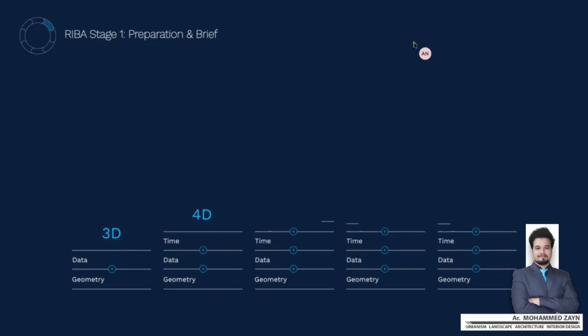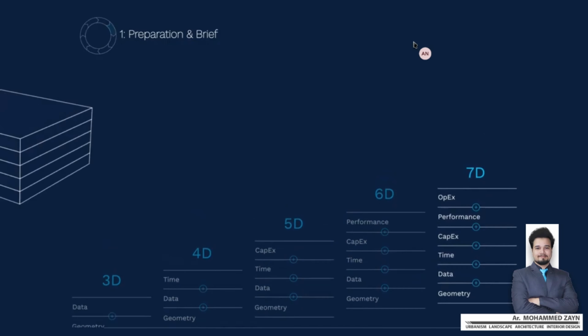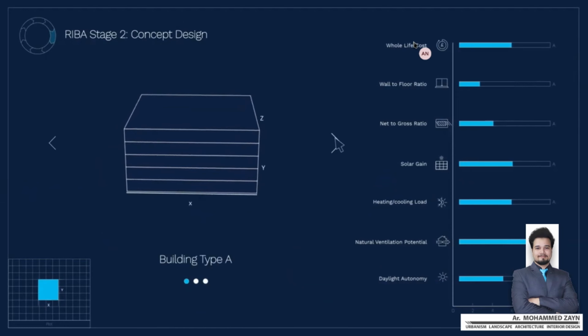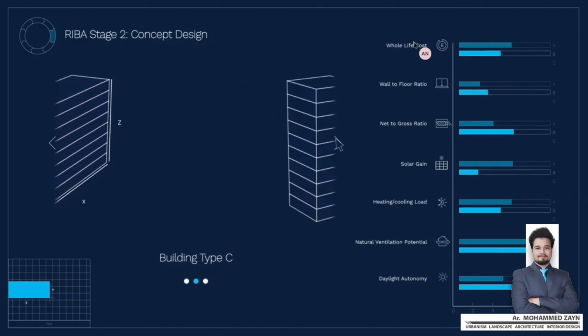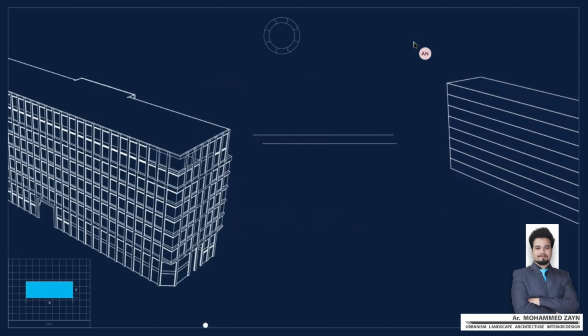So it's easier to integrate whole life cost estimation with building information modeling, or Revit, enabling more accurate prediction and measurement of a building's performance through its entire life cycle. This process is what we call 7D BIM.